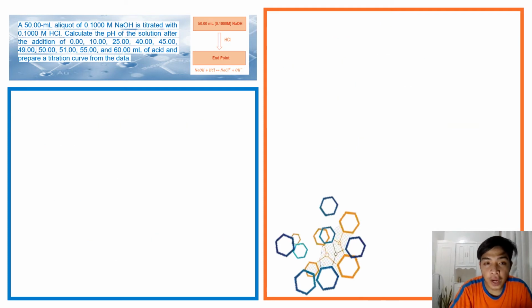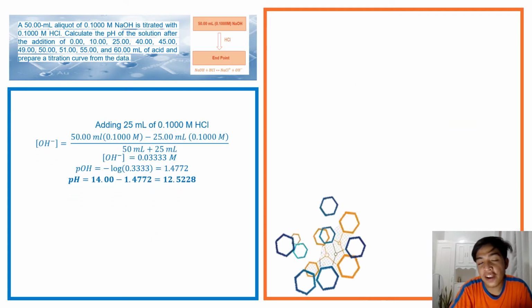We are still at the pre-equivalence point, and when we add 25 ml of 0.1 molar hydrochloric acid, we will obtain 0.0333 as the concentration of the hydroxide ion. We are still using the concentration of the hydroxide ion because at the pre-equivalence point, the amount of the analyte, which is the sodium hydroxide, is still greater than the amount of titrant, which is the hydrochloric acid.